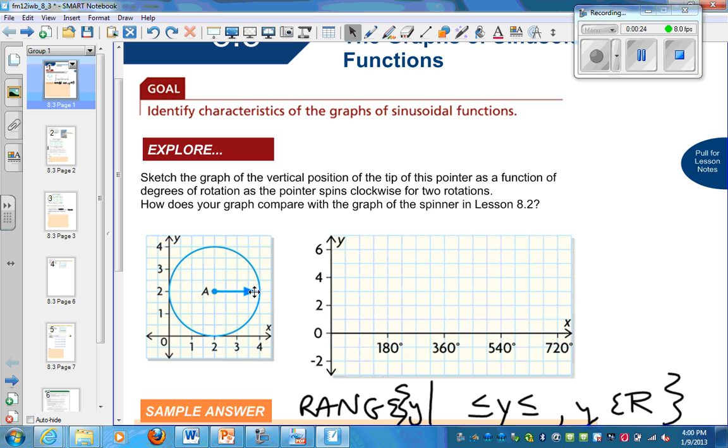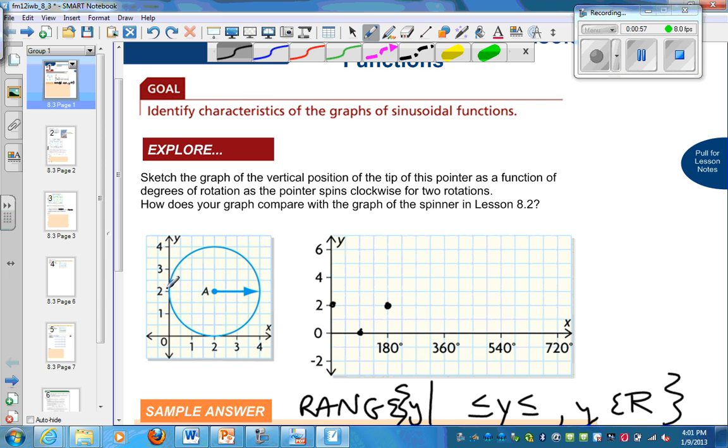Okay, so right here when we start off at 0 degrees, the vertical position is 2. Then as we go all the way, this would be 90 degrees, and 90 would be halfway to 180. We can see that the vertical position is 0. Now when we go all the way to 180, we can see we have a vertical position of 2.